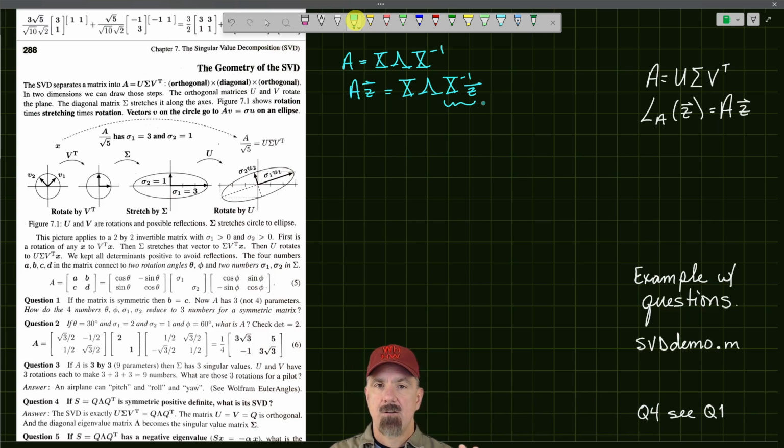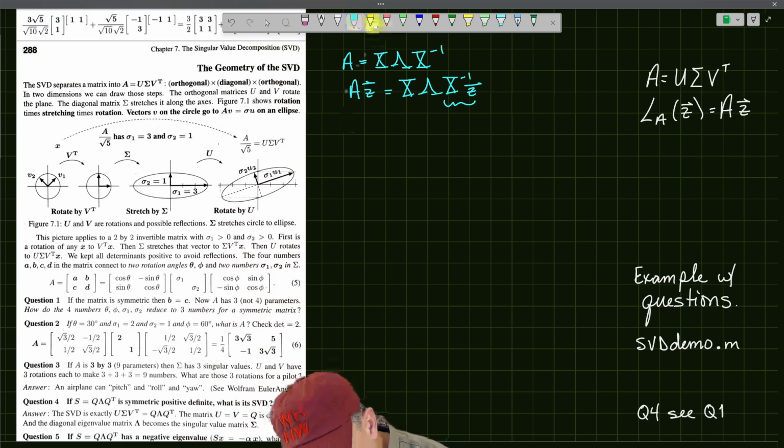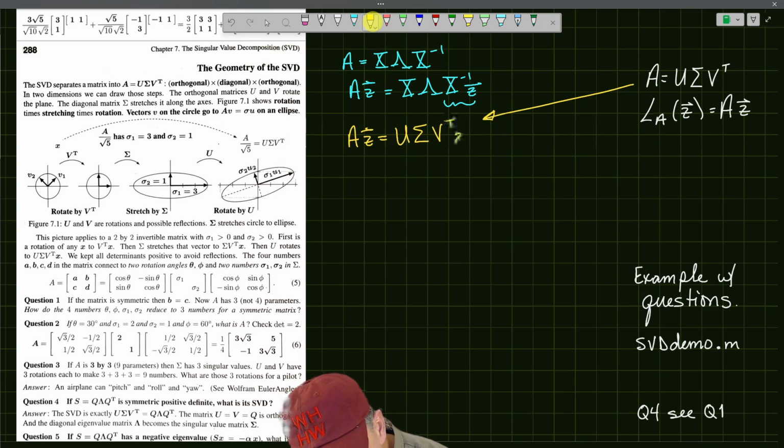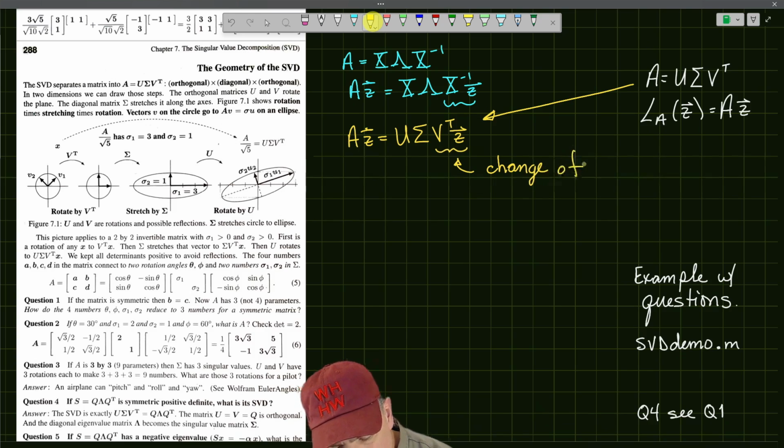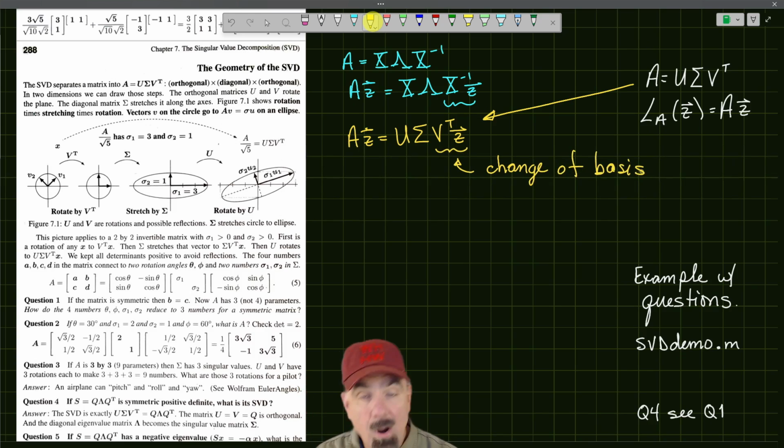What's happening with singular value decomposition is almost the same thing, except we have the incredible power of orthogonal basis vectors. Here's the difference. For singular values, we end up with A times Z is equal to U sigma V transpose times Z. Same exact thing. This is just a change of basis, exactly as we did before. Now, however, it's an easy change of basis because the inverse is easy to calculate.